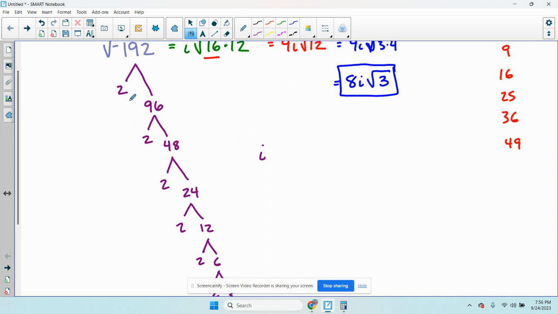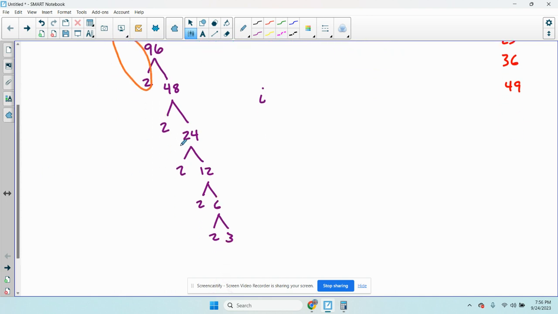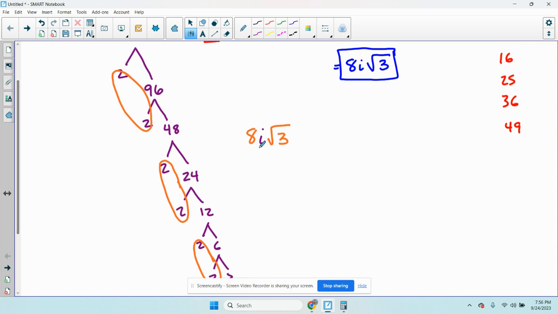So here I have a pair of 2's. Here I have a second pair of 2's. Here I have a third pair of 2's. So I have 3 pairs of 2's. Outside my square root, it's going to be 2 times 2 times 2, which is 8. Inside the square root is going to be the remaining number that doesn't have a pair, in which case I still get 8i root 3.